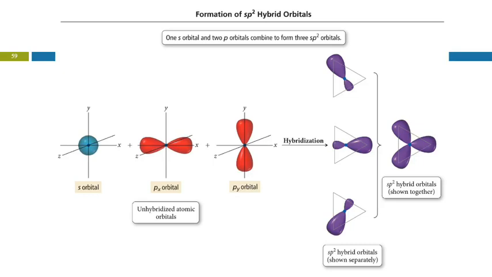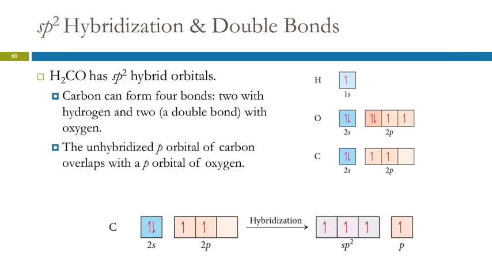So H2CO has sp2 hybrid orbitals. Here are the atomic orbitals: here's carbon, oxygen, and hydrogen. Let me just draw the Lewis structure here real quick. It's not a double bond. So carbon is the central atom.